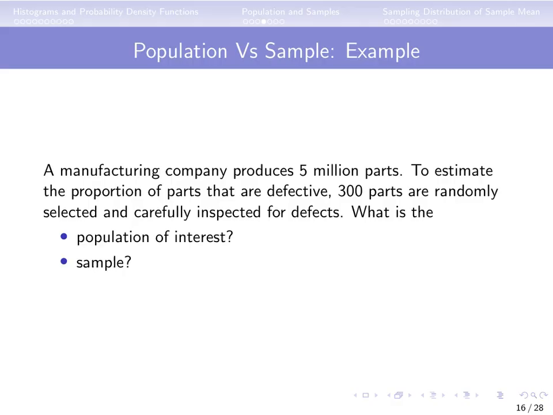So the population of interest would be the 5 million parts. But due to maybe time constraints, you're unable to carefully inspect all of them. So the sample here would be the 300 parts that are randomly selected, and you actually get data from these 300. You don't get data from all 5 million.